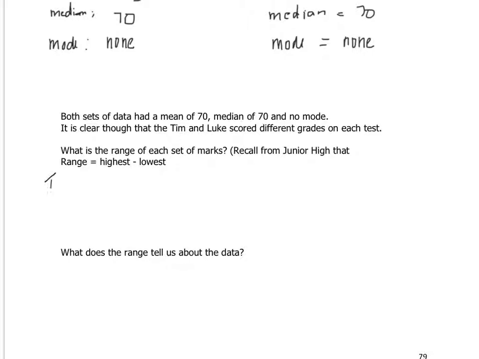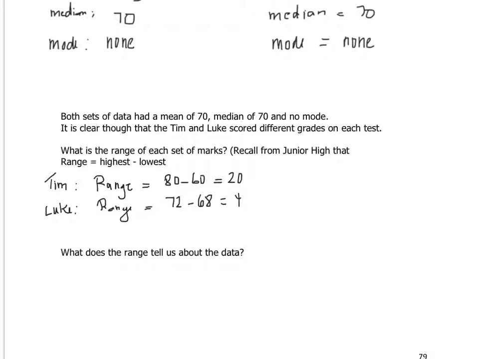So Tim's range was, the highest piece of data was 80 and the lowest was 60, so that's a range of 20 marks. But for Luke, the range, the highest mark was 72 minus the lowest mark was 68, so it's only a range of 4 marks.